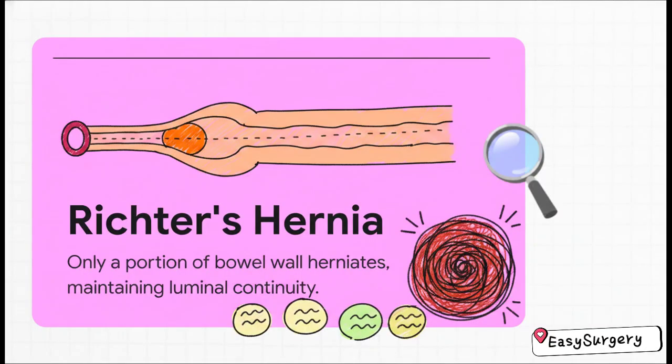Now, what's really fascinating here is the concept of a Richter's hernia. Because the femoral defect is so incredibly narrow, sometimes only a tiny portion of the bowel wall actually gets pinched inside it. The rest of the bowel lumen remains completely open. This means early on, the patient entirely lacks those classic obstructive symptoms. It can actually mimic simple gastroenteritis at first, before silently and very dangerously progressing to peritonitis.